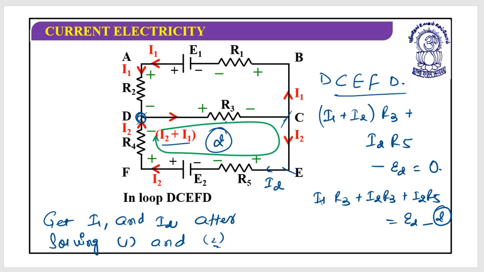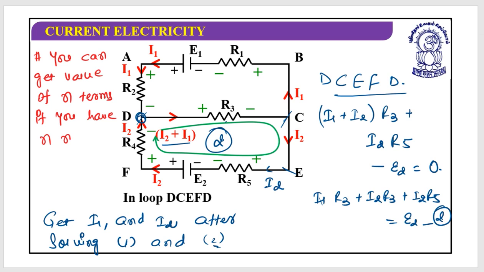Always remember one very important aspect: you can get the values of n number of terms if you have n number of relations.